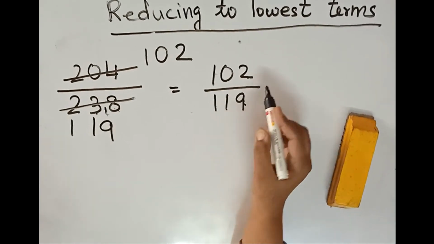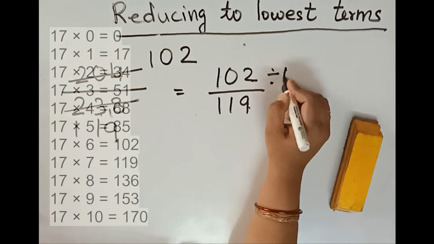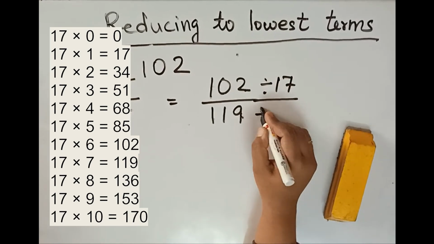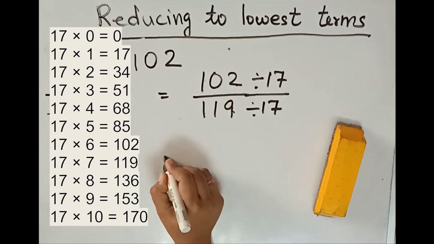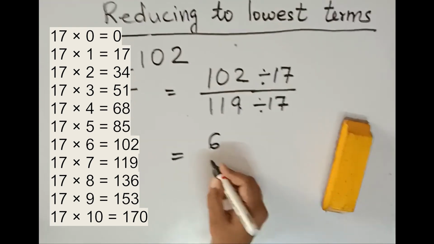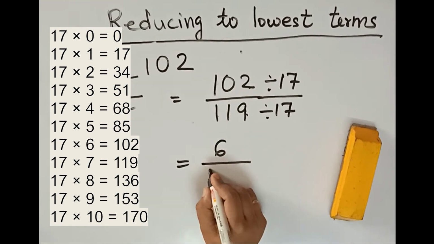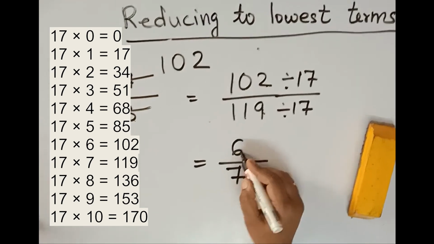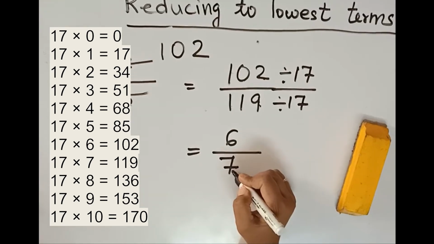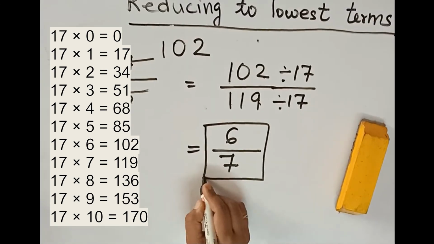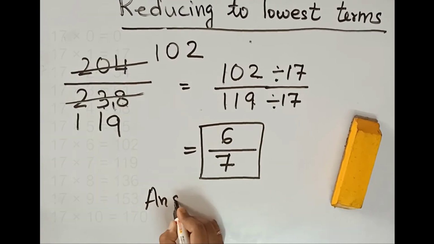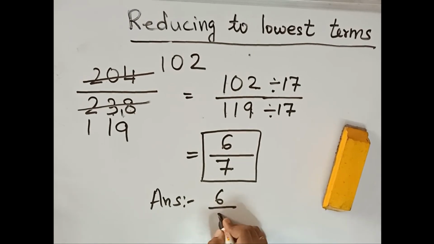So we tried. We got the 17 table. Which table? 17 table. Now 17 6s are 102, 17 7s are 119. Now 6 and 7 again we are not able to further divide. So this is our lowest term. This is our answer. 6 by 7.